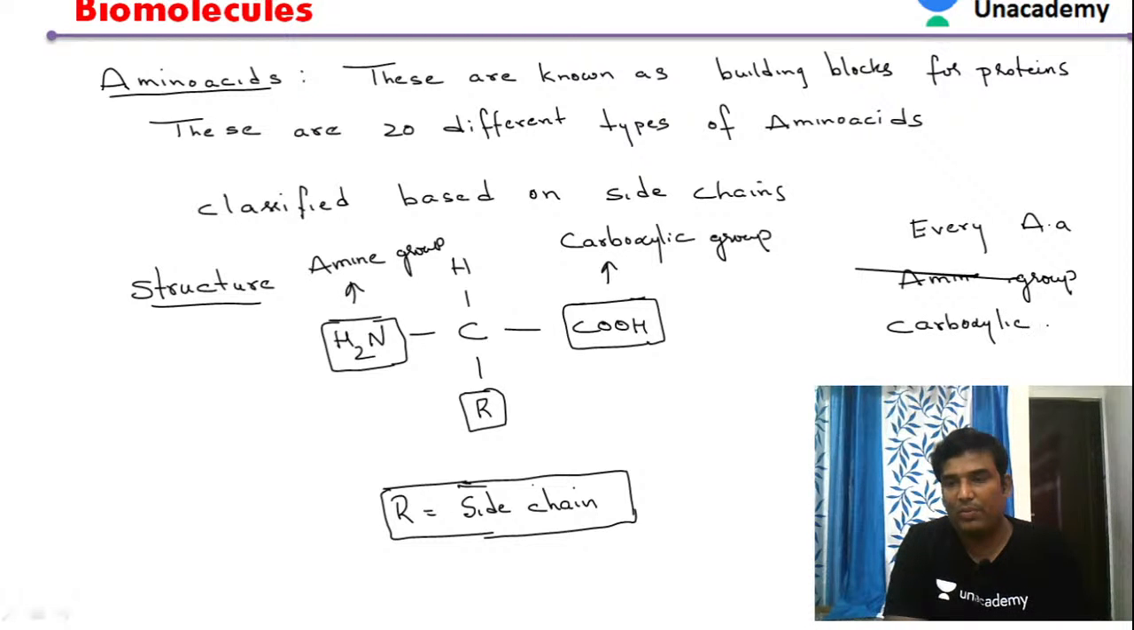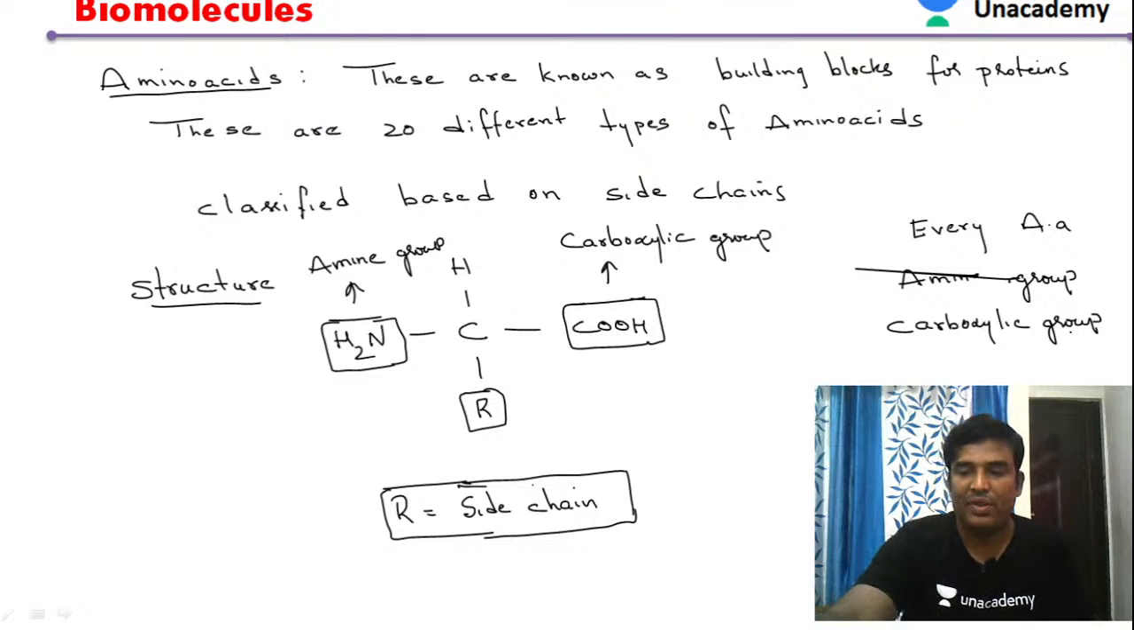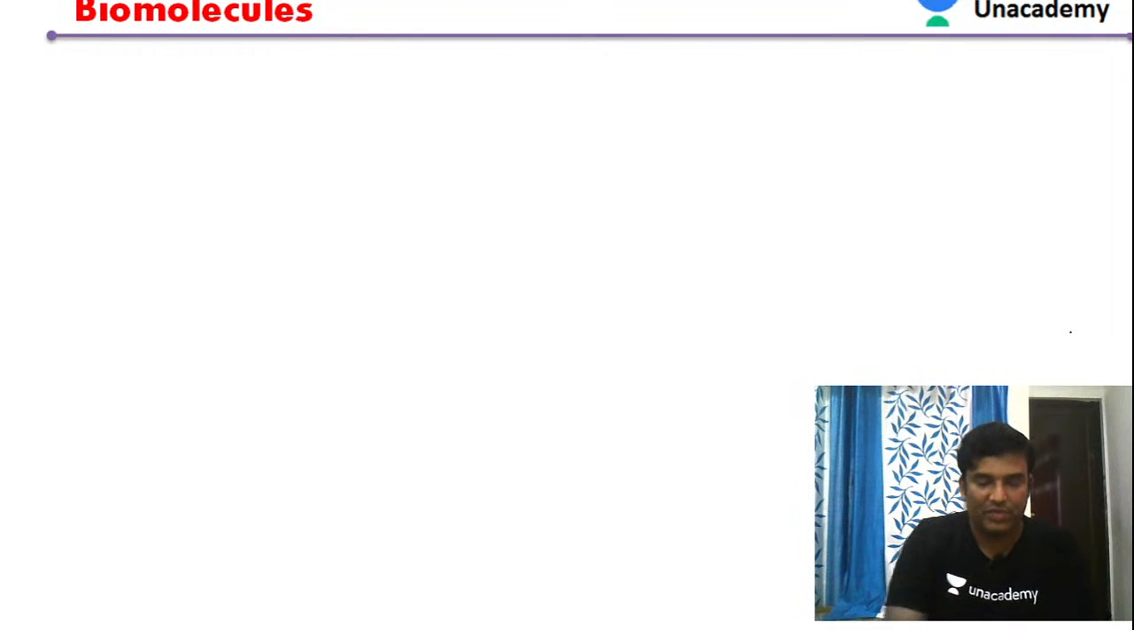It is having amine group as well as carboxylic group. So every amino acid has an amine group as well as a carboxylic group. So let us see how amino acids are classified. We were discussing that there are 20 different types of amino acids. So the number of amino acids is 20.